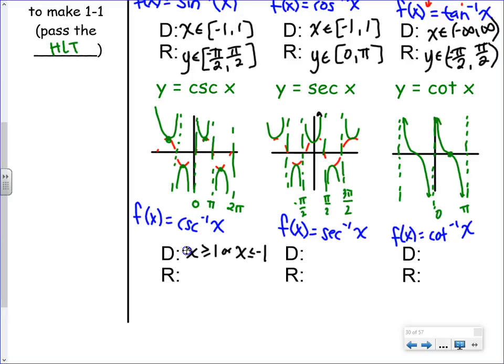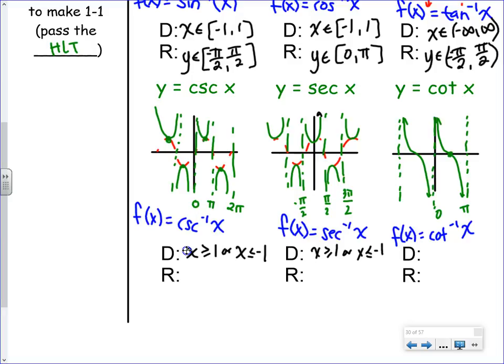Is there like a U function for that? Well, I could do the whole union, negative infinity to negative 1, union 1 to infinity, but just for the sake of simplicity, x greater than or equal to 1, or x less than or equal to negative 1. But yeah, no, U means union, or.